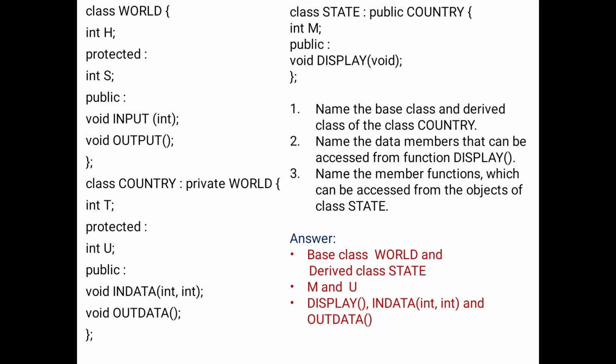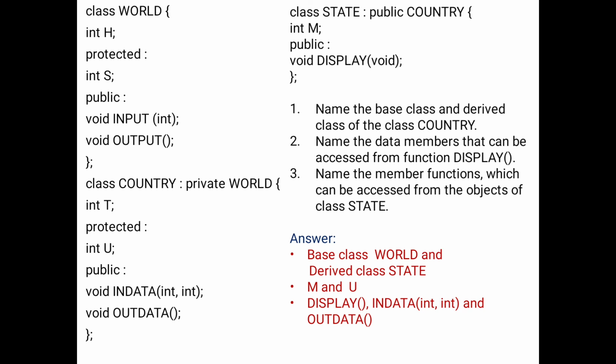And then in the class state, which is another class, you have public access to the country class. So here it is also the same, just the class names change, and this particular program is also an example of multi-level inheritance. The class world is the grandfather, the class country is the father, and the class state is the child. If you see the question, name the base class and derived class of the class country. In this case, the base class is world and the derived class is state.